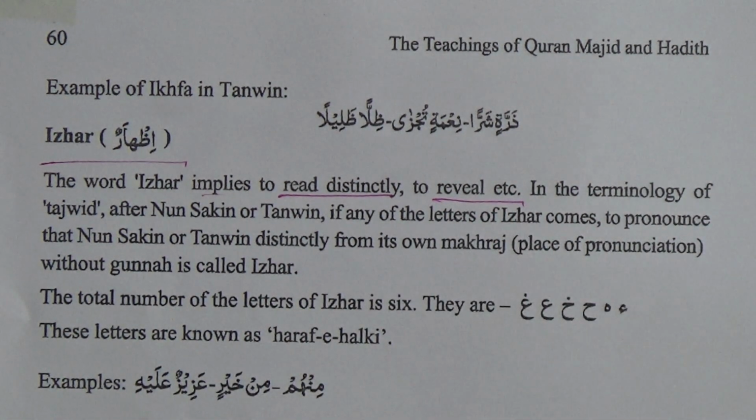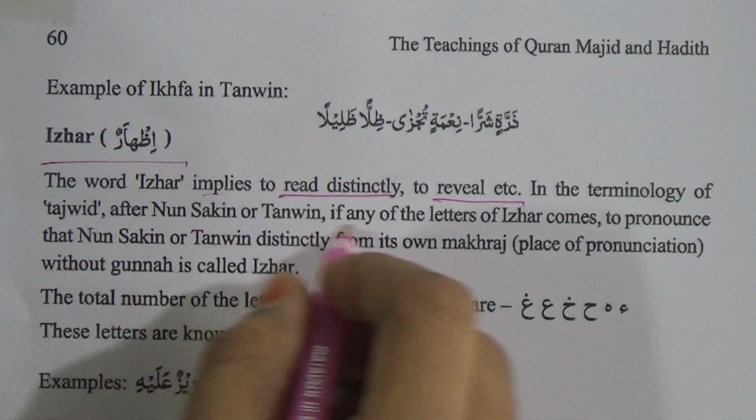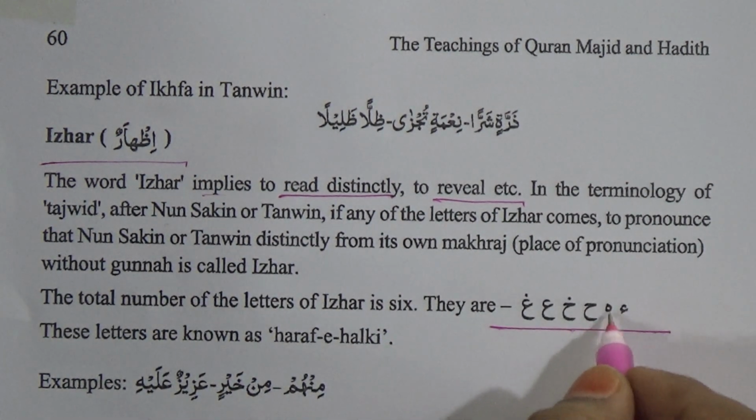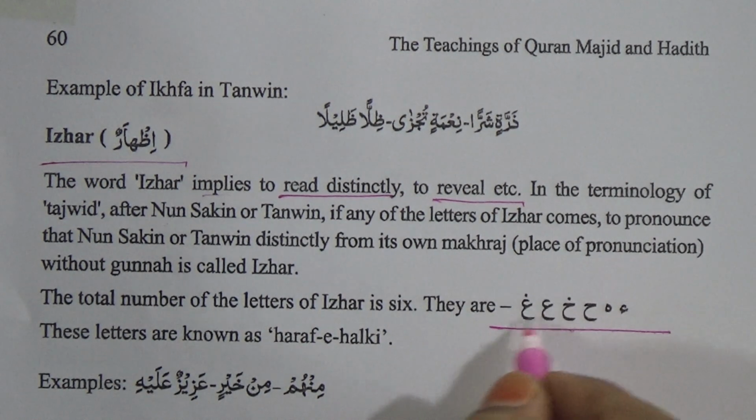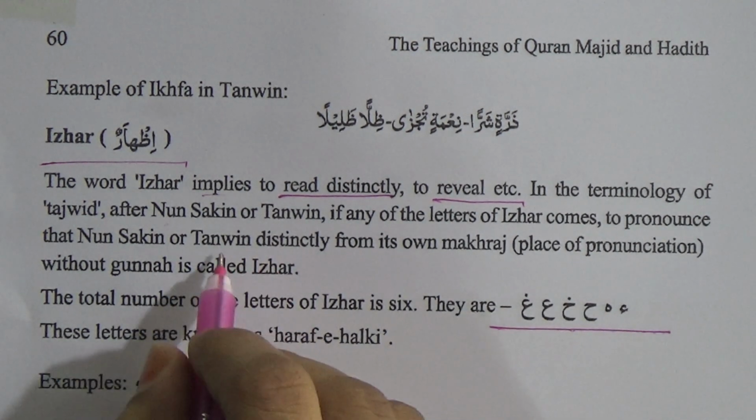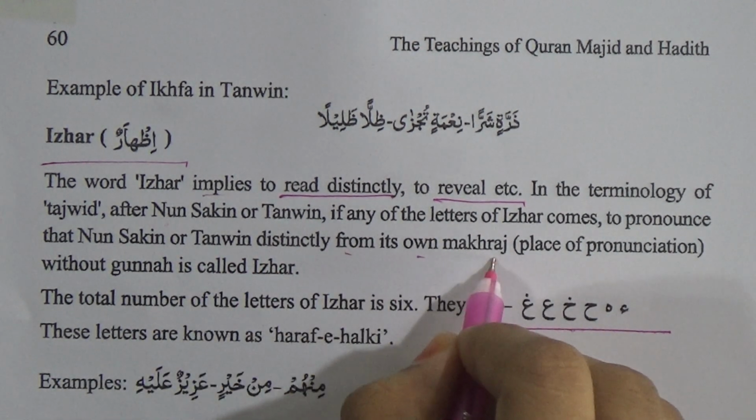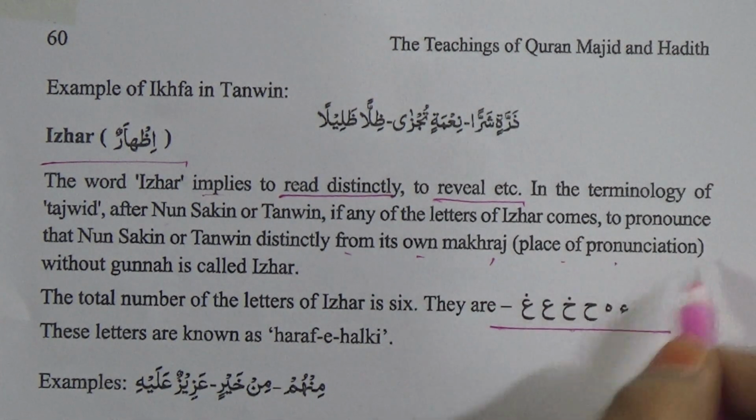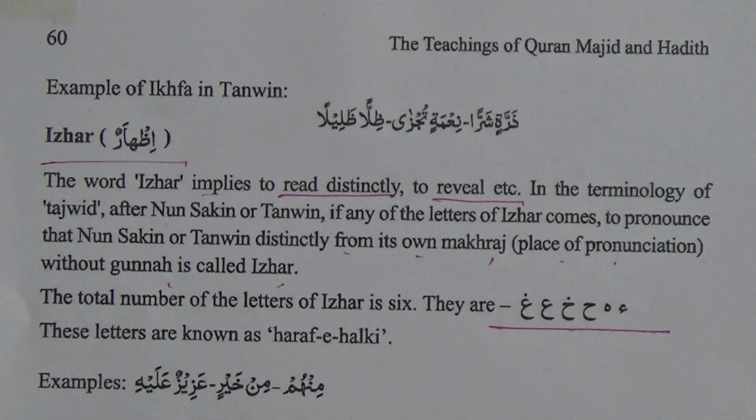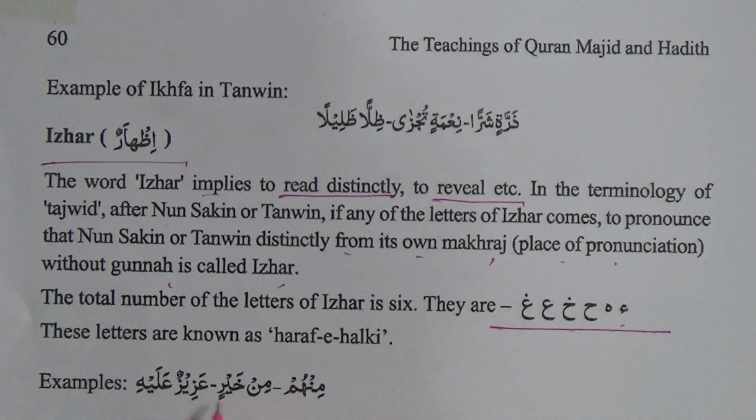Understand? Okay, in the terminology of tajweed, after nun sakin and tanwin, if any of these 6 letters come: hamza, ha, kha, ain, ghain, then you have to read it distinctly from its own makhraj. Understand? Place of pronunciation without gunna is called izhar. Okay, that you know the letters. Here: minhum, min khairin, azizun alayhi.